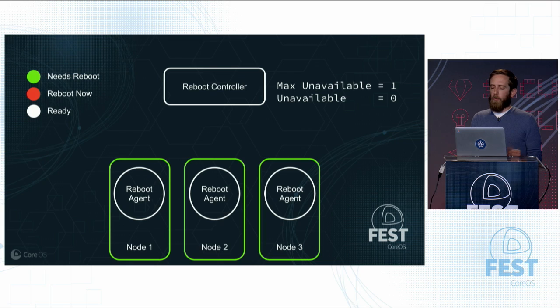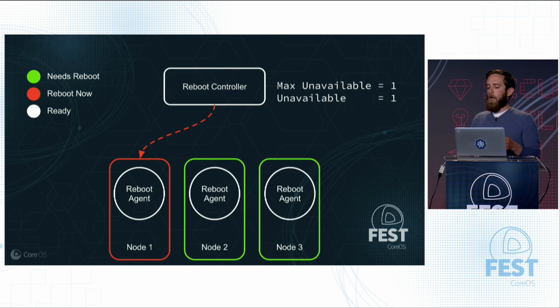But just from a high level, essentially we have 3 nodes and they all need a reboot. And we have our Reboot Controller that's watching for, I'm allowed to have a maximum of 1 node being unavailable, and my count is currently 0. So I'm safe to reboot one of those nodes. So I'm going to issue the annotation that says reboot now.